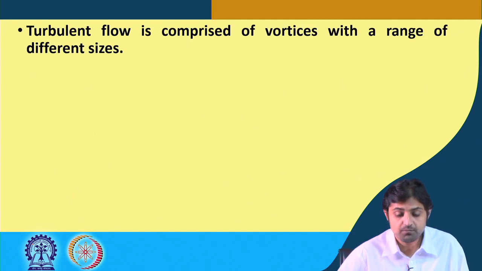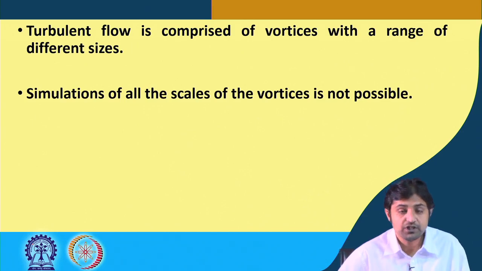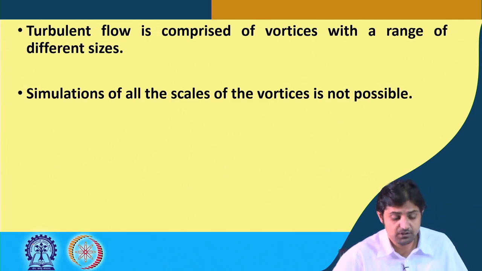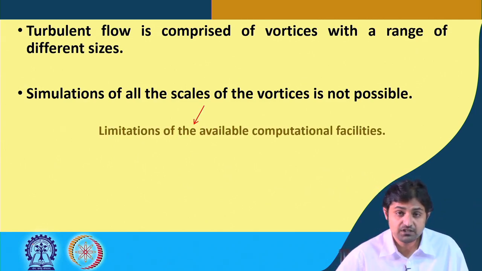Turbulent flow is comprised of vortices with a range of different sizes. Simulation of all scales of the vortices is not possible. The vortices could be very small as well, so the modeling of the smallest of these vortices might not be possible because we have limitations on the available computational facilities. When quantum computing becomes a reality, this might be an easier thing to do, but until that point, our computational facilities are not yet able to capture all the scales of vortices.